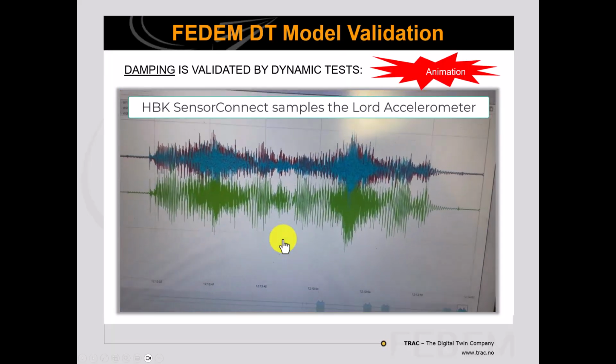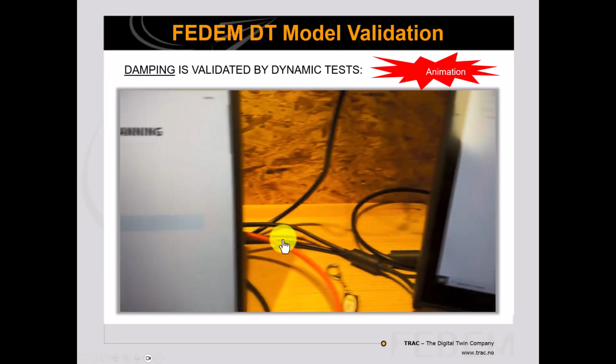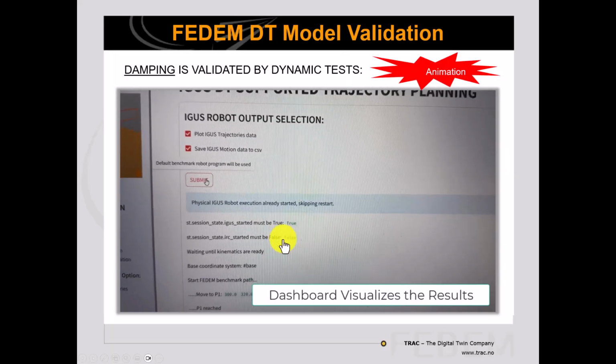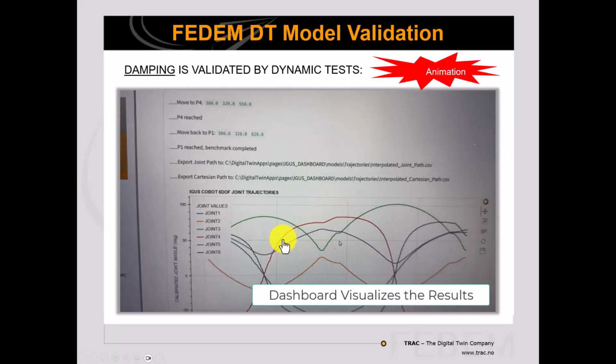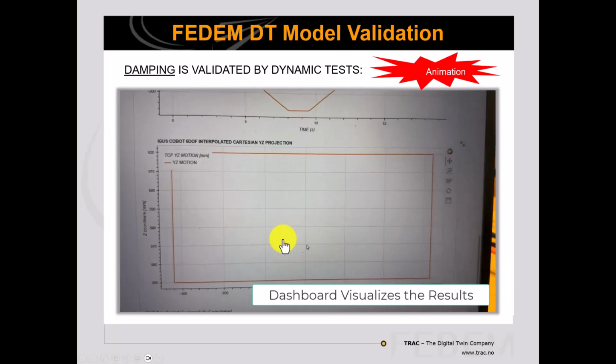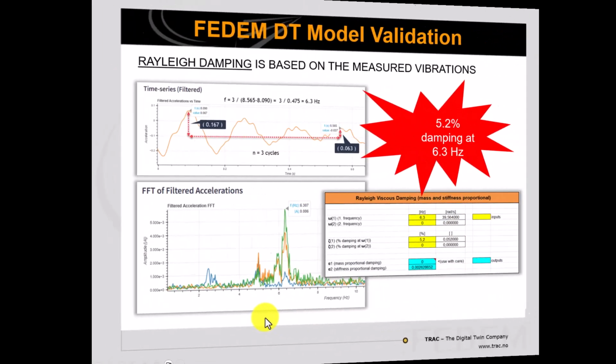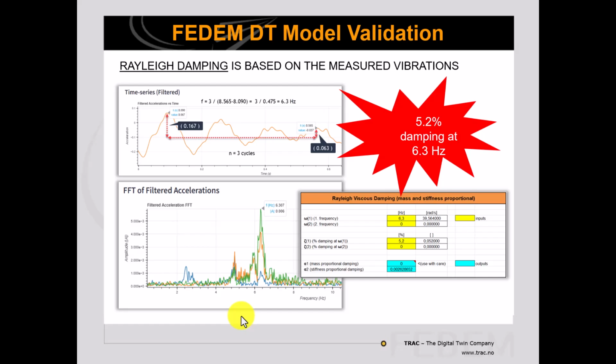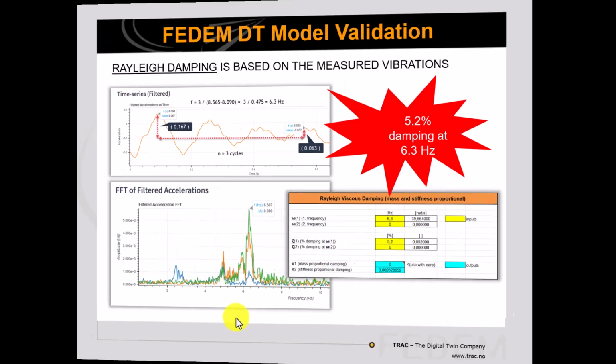And here you see the LORD software that I used in order to measure the vibrations and hence also calibrate the damping. And here you see the output to the web application. In FEDEM, we use Rayleigh damping, which is mass and stiffness proportional, and that enables me to tune the damping at two different eigenfrequencies. So here, for example, I added 5.2% damping at 6.3 Hz.